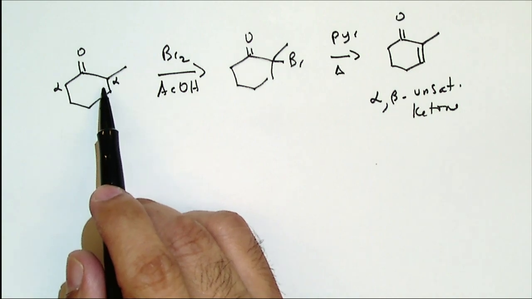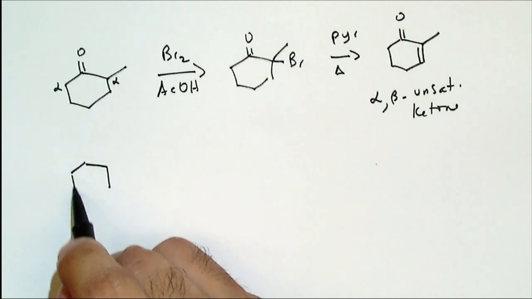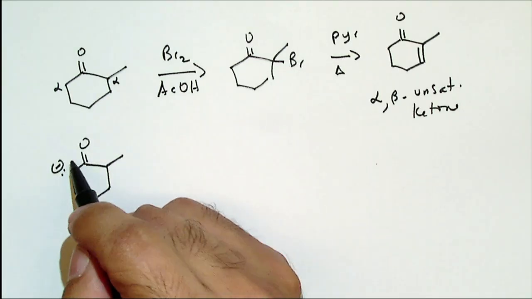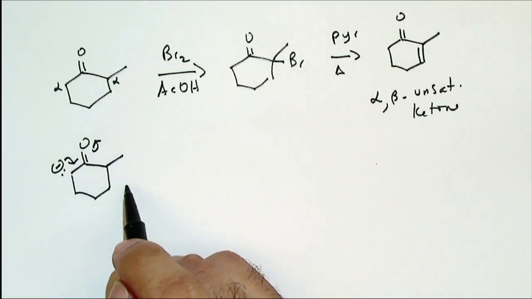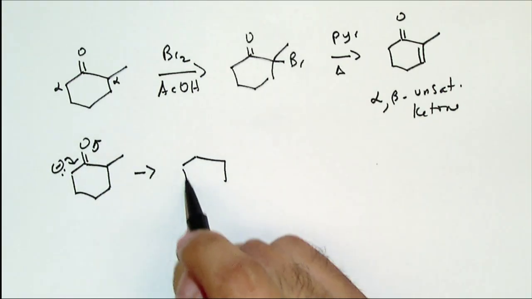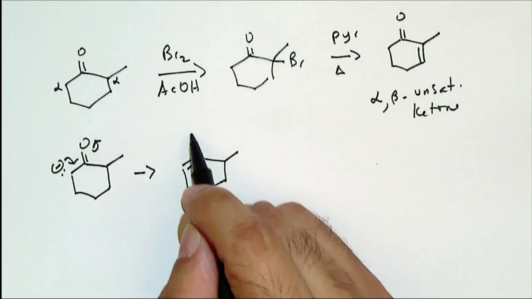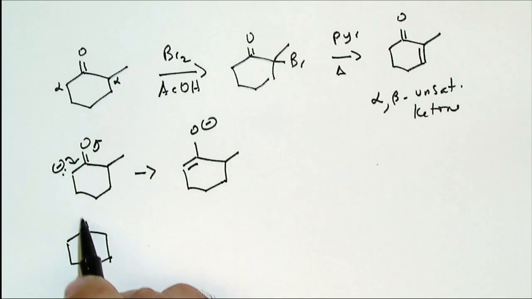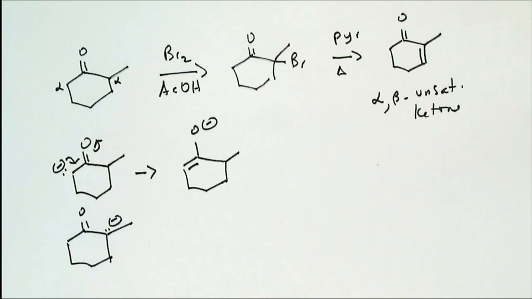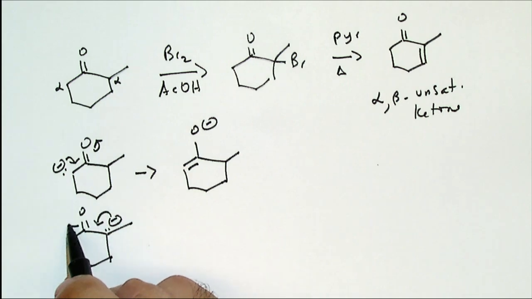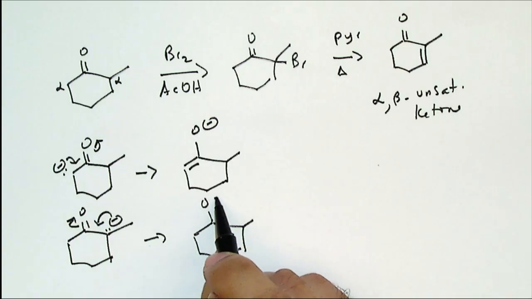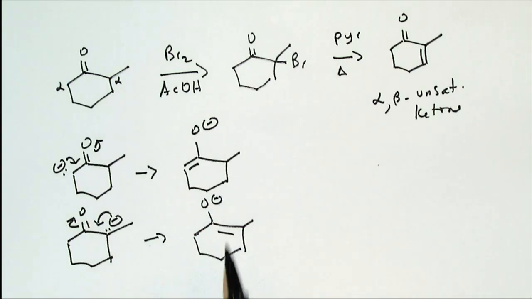So let us consider the two possibilities here. If I were to deprotonate at this alpha position, then this is going to yield the following enolate, where the double bond is here and I have O minus. If, on the other hand, I were to deprotonate that alpha position, this will form the resonance structure like this, and so this will end up giving me this enolate. So this one is less substituted, this one is more substituted.